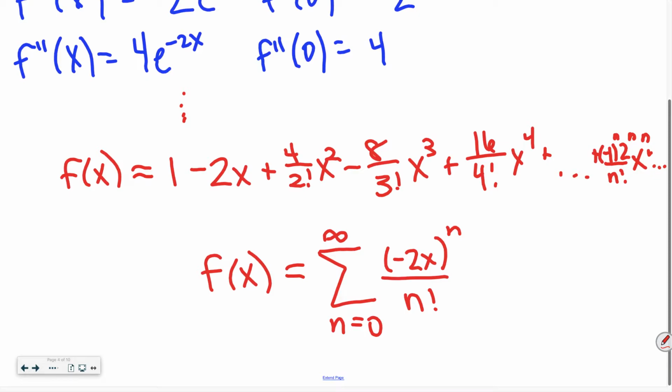Okay? Now, if I gave you e to the 3x, I think it would be 3x to the n over n factorial. Yes. It's just replace the 2 with the 3.